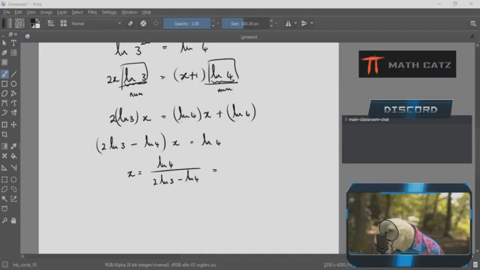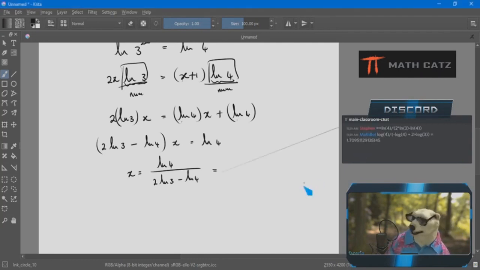So let's see. ln 4 divided by, I have some brackets there, of course, 2 times ln of 3 minus ln of 4. Hopefully that is correct. And of course, in the meantime, you would have done that, and you can confirm my answer as 1.7095. Final answer, I can round that, and I like 4 decimal places if nothing else is instructed for me to do.